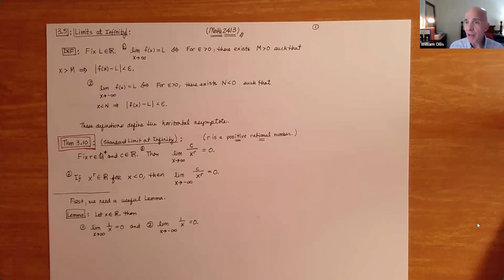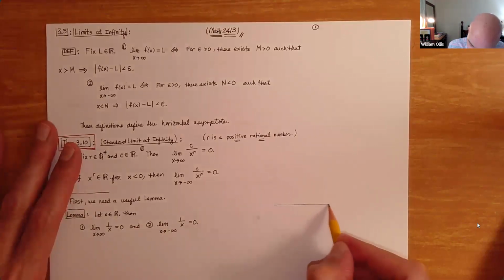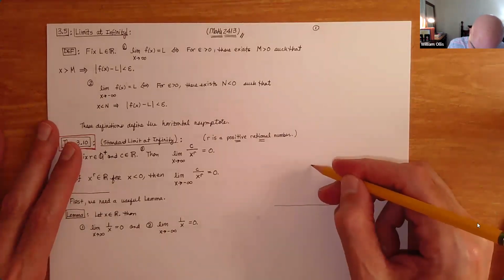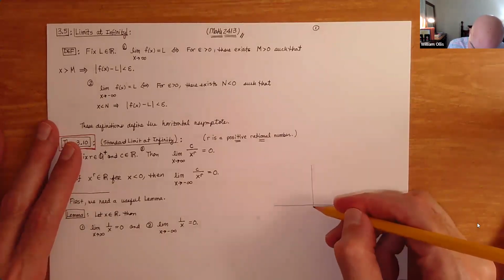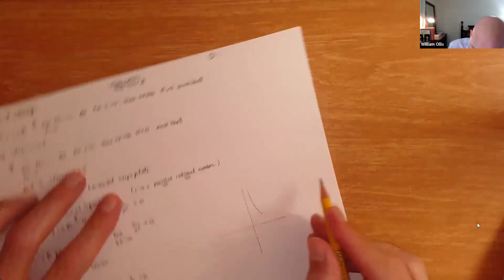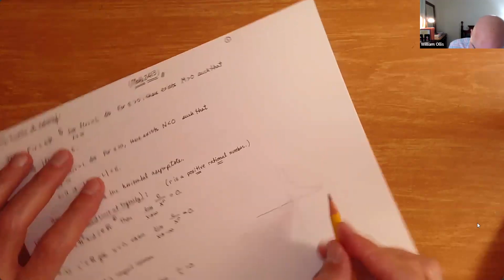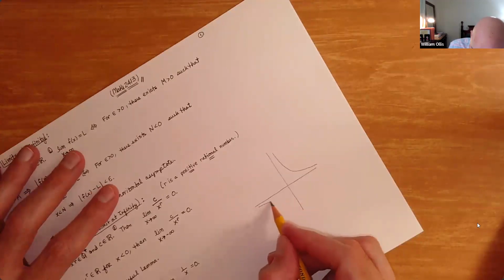And if you think about how we actually draw the function 1 over x, this is not a surprise at all. We've been drawing this function forever. That is, we think of the x-axis as being a horizontal asymptote.